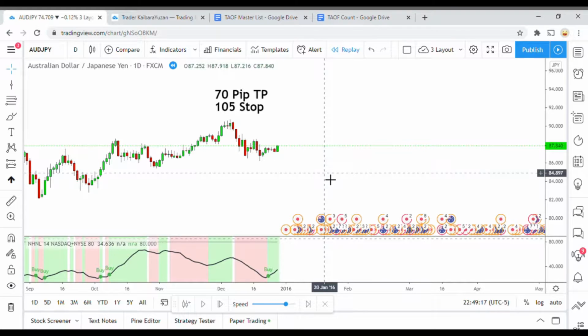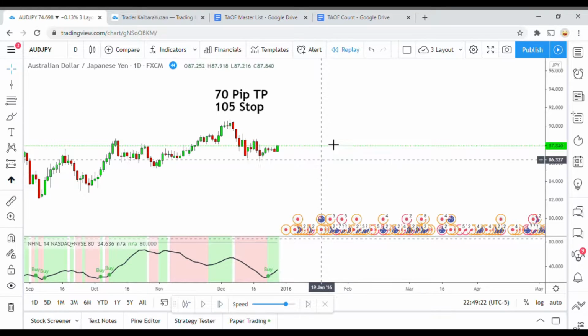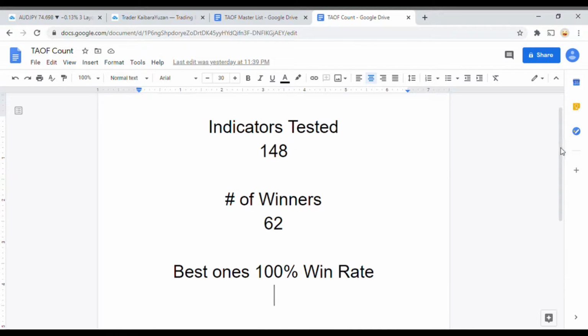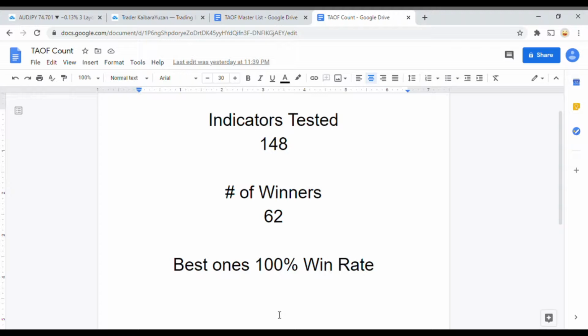Alright, as I said, today we will be testing the new high, new low indicator. But before we do, I wanted to put the indicator scoreboard up for everyone to see.